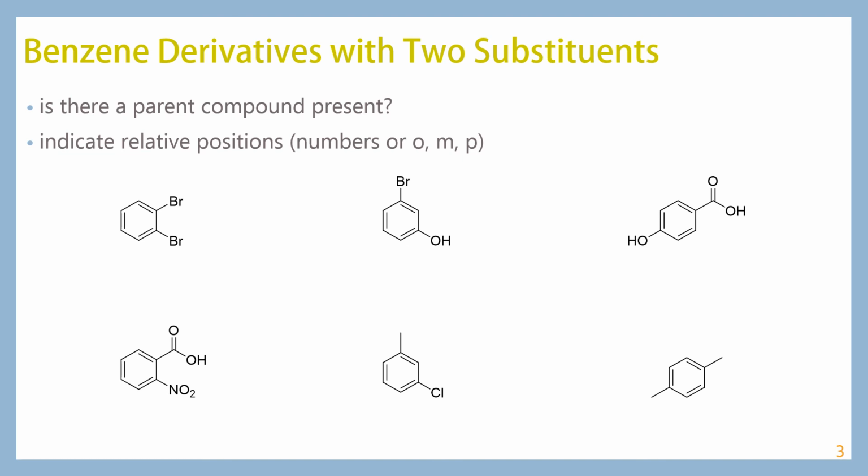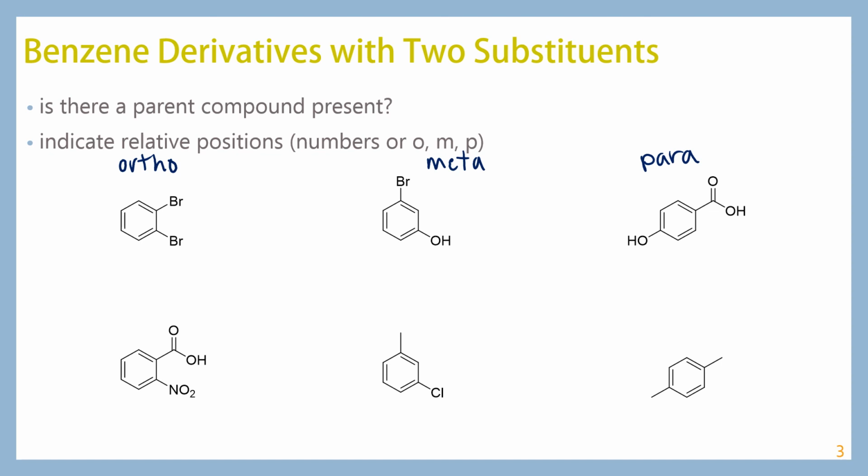So ortho, meta, and para correspond to positions on a benzene ring between two substituents. When the substituents are on neighboring carbons, this is called ortho. When there is a carbon in between them, it is called meta. When they are across from each other, they are called para. So that's part of our nomenclature here.